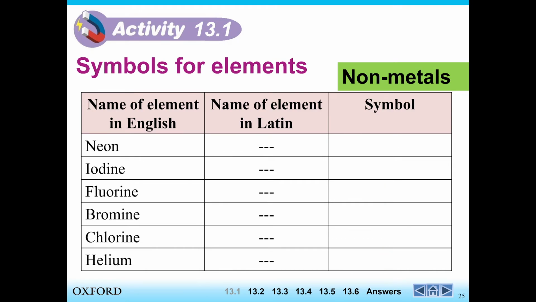Next one, neon, it is Ne. Iodine, this is I. Fluorine is F. Sometimes I see a lot of you writing FL. No, this is just F. Bromine is Br. Chlorine is not CH, nor is it C, it's Cl. Helium here is He.